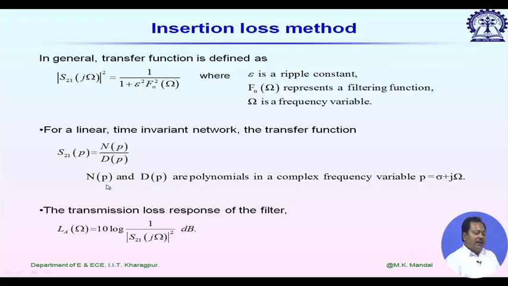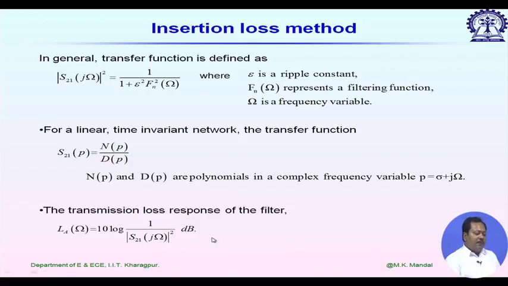Here N of p and D of p are polynomials in a complex frequency variable, p equal to sigma plus j capital omega. Then we can define the transmission loss response of the filter. If we have S21, from that we can calculate the loss. It is a positive quantity, equal to 10 log of 1 by magnitude of S21 square in decibel.